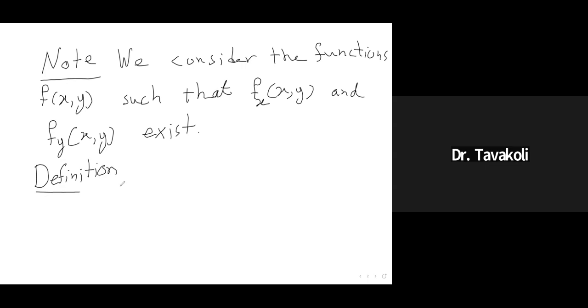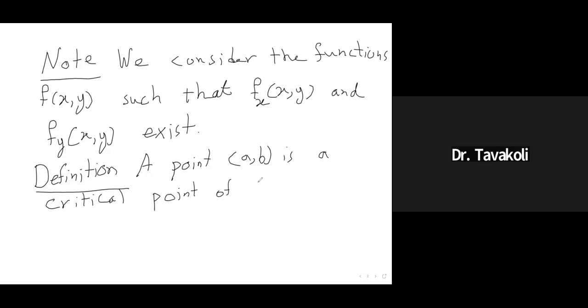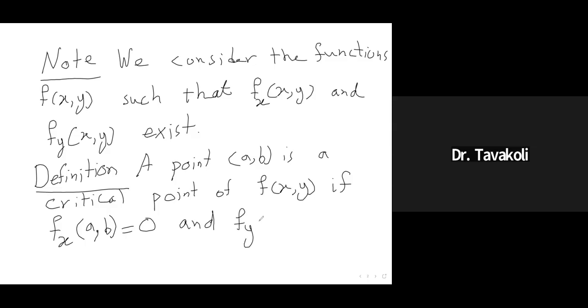Definition: a point (a, b) is a critical point of f of x and y if the partial derivative with respect to x at (a, b) is 0 and the partial derivative of f with respect to y, again at the same point (a, b), is also 0.